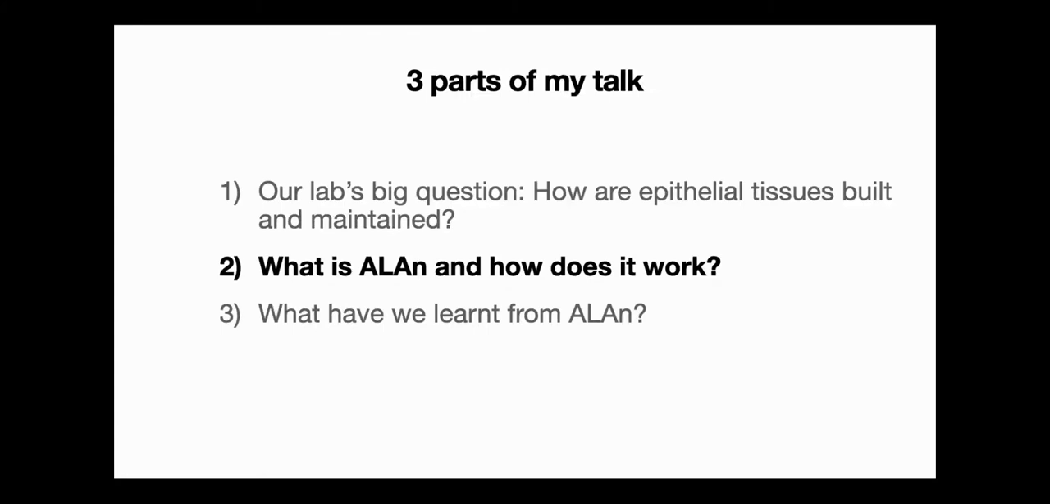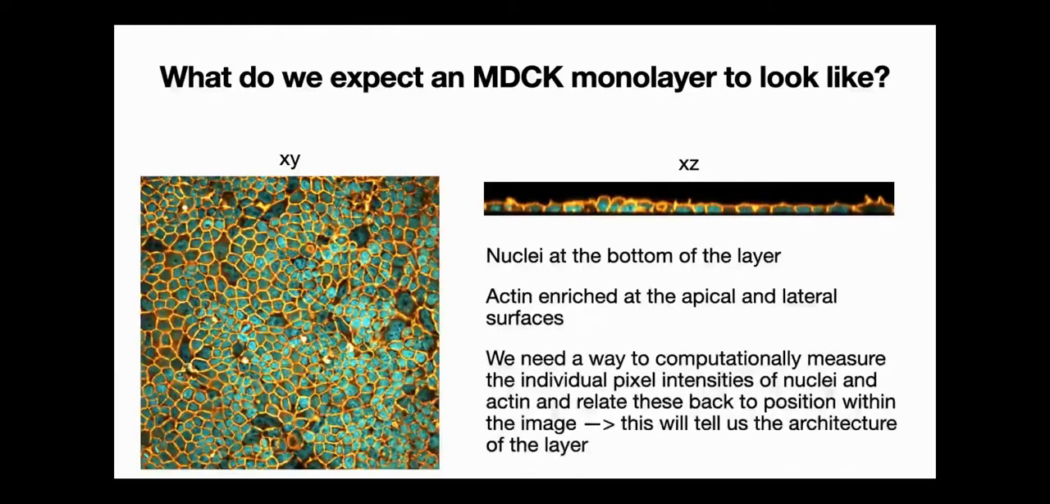how does it work? So just to quickly go over what we expect an MDCK monolayer to look like, I've shown you a few examples, but just to go into it in a bit more detail. When the layer is formed, we see nicely packed, organized cells. And then if we look at the XZ view, we can see that the nuclei are all towards the bottom of the tissue, and the actin is enriched along the lateral and apical surfaces. We know this by just looking at the layer, but we need a way to computationally import this information pixel by pixel and determine where the layer is in the image.